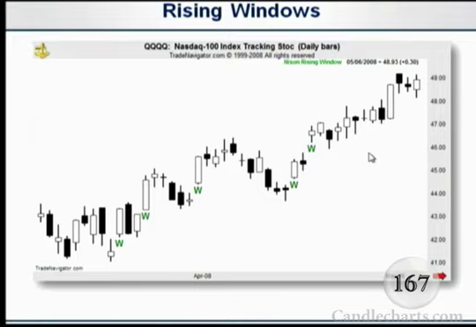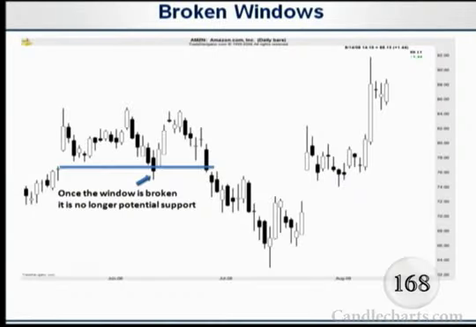Now, obviously, it's not going to work this well in all instances, but I really like it as a potential support area. One of the questions I'm asked is, because the window is so good, if you break the window, say we break the window support. So we have a rising window, that's a support area, the market breaks under it. What if the market then rallies and comes back to that rising window? Is that still support? And the answer is no. Once the market closes under the window, I don't use it as support anymore.